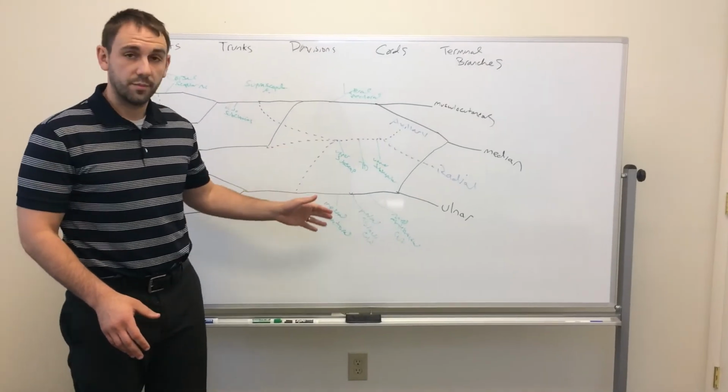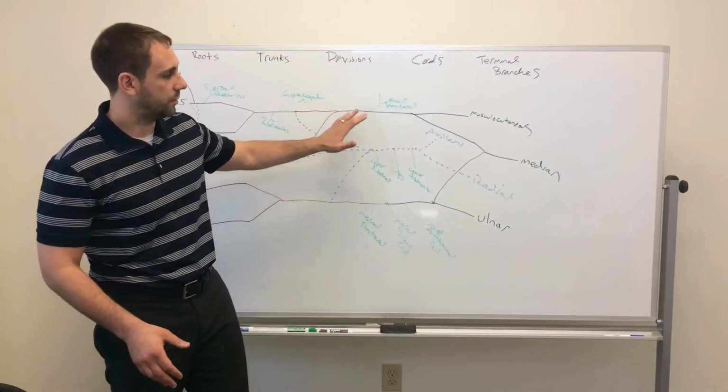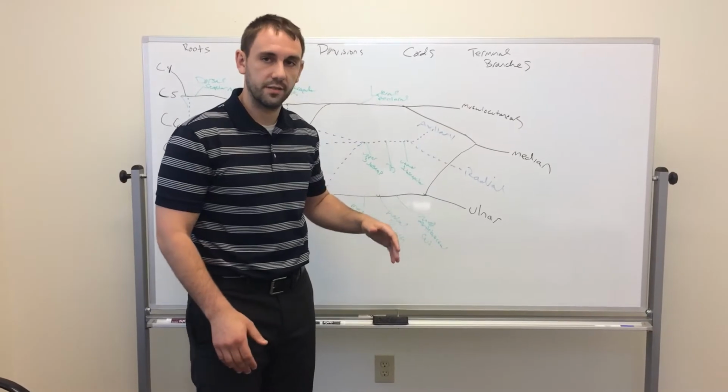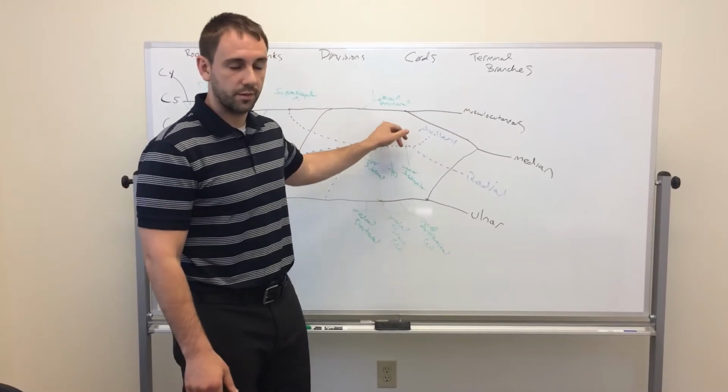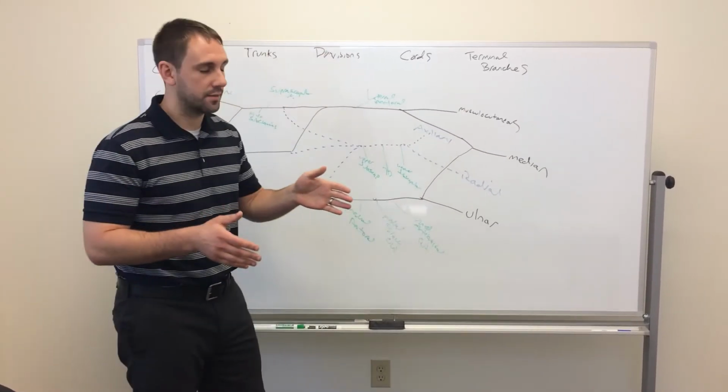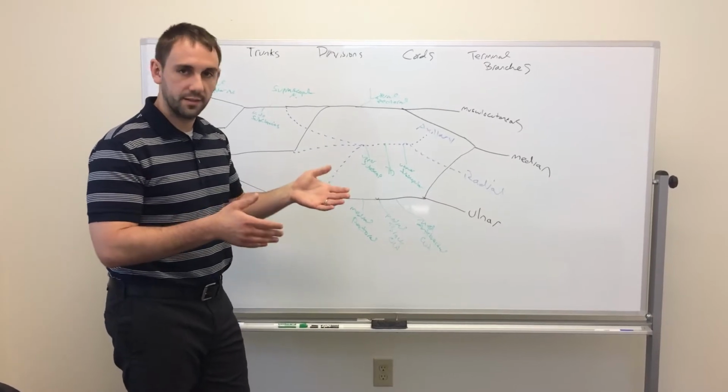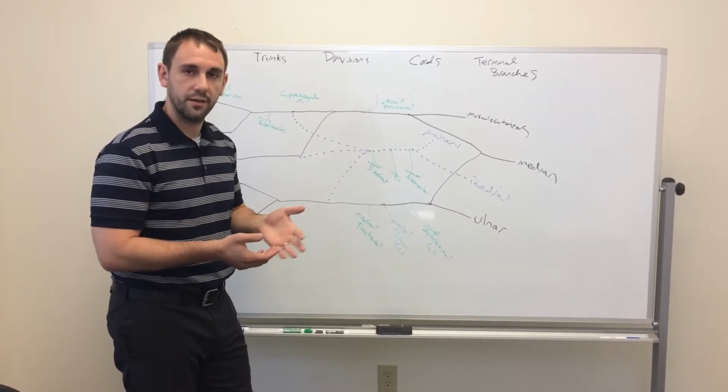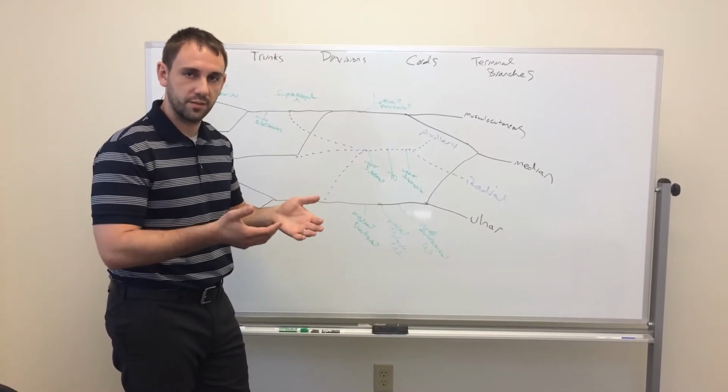Talking about now the terminal branches of the brachial plexus. We'll just start at the top here. The musculocutaneous nerve comes from the lateral cord. It pierces the coracobrachialis. It innervates it. It innervates the biceps brachii and brachialis, which sits in between the two.